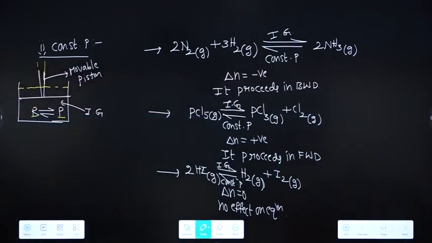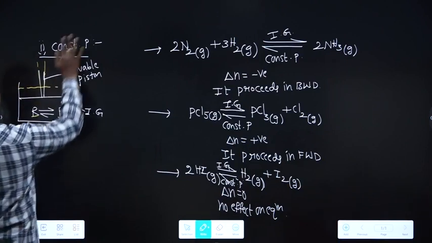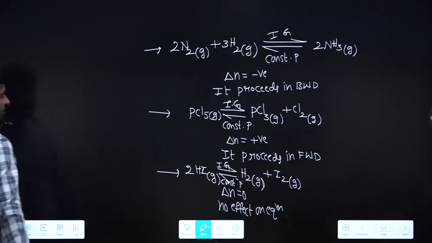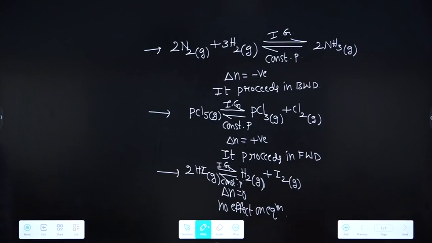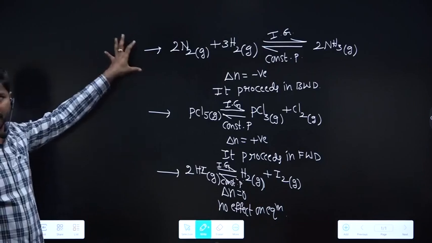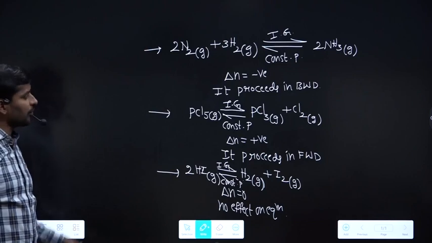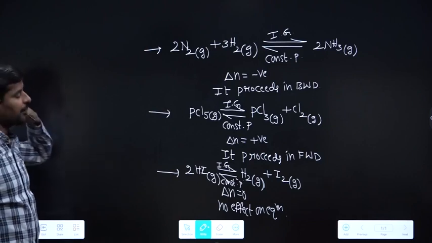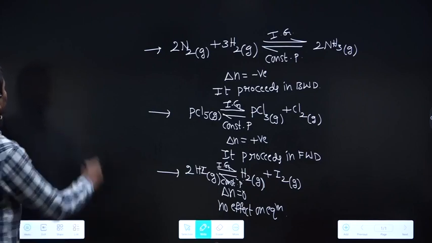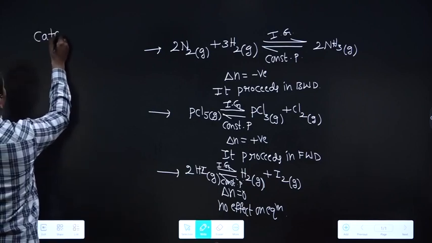Next we see what is the effect of catalyst on equilibrium. Lastly, I will give you all the conclusions and what are the points we have to remember. All those conclusions I will give you from Le Chatelier principle. Okay. Next, what is the effect of catalyst on equilibrium?